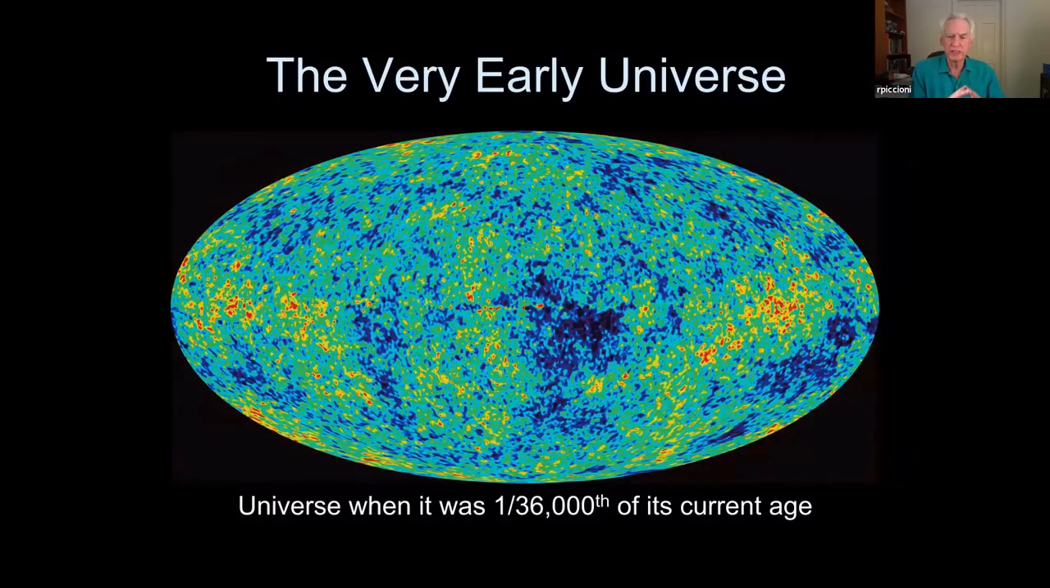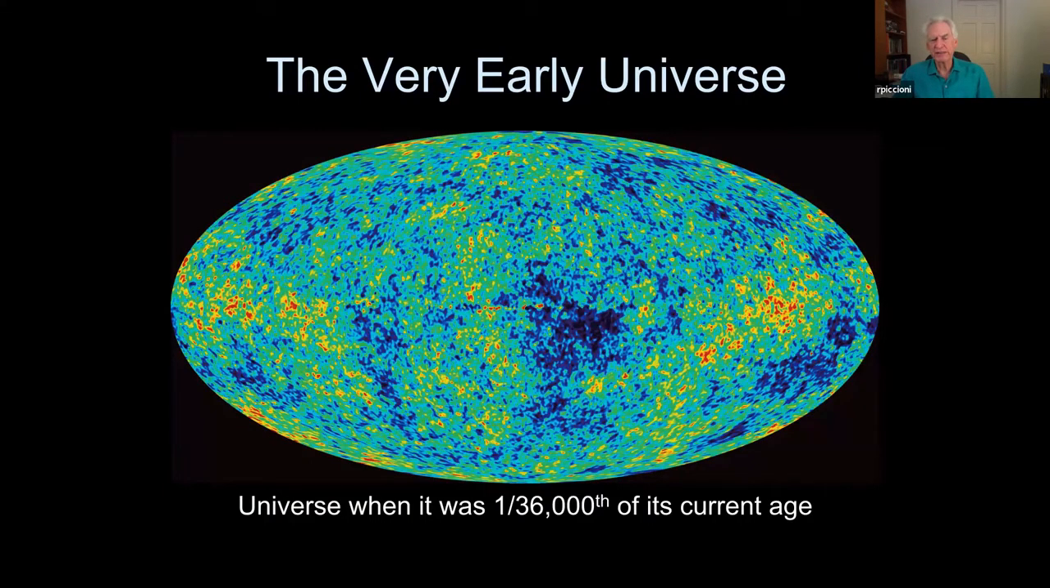Okay, so in the early universe, this is the famous cosmic microwave background radiation image. This one is from the WMAP satellite. This shows the universe when it was 1/36,000th of its current age. If you made the comparison of the universe today to a 100-year-old man, then this would be an image of the fetus of that individual 24 hours after the moment of conception. I mean, this is really the baby picture of our universe, the ultimate sonogram of our universe.